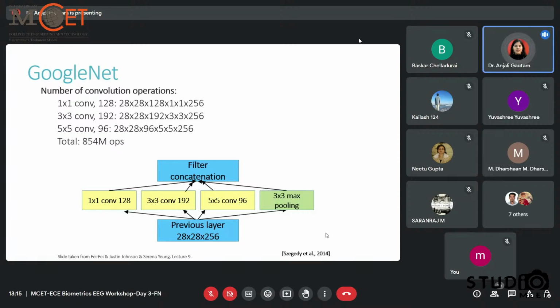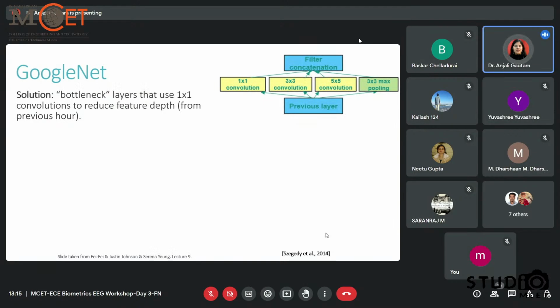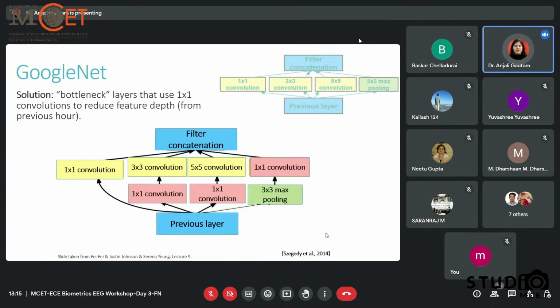Pooling does not require any kind of training. So the total number of operations you can compute in this way comes out to be 854 million operations. This is very expensive if just one inception module takes this much. If you have to insert more inception modules, it will be more. So in order to avoid that, they replaced it with this one.